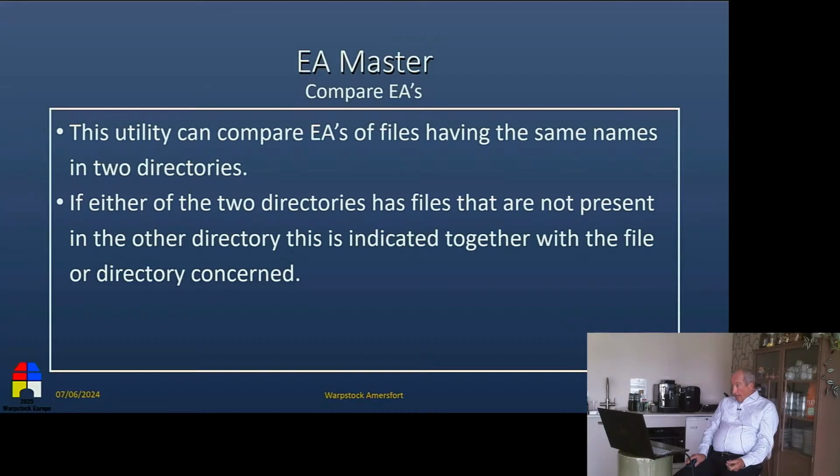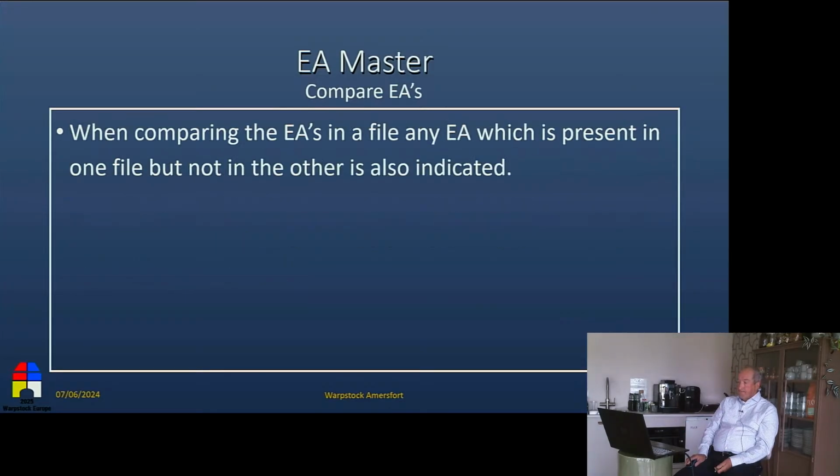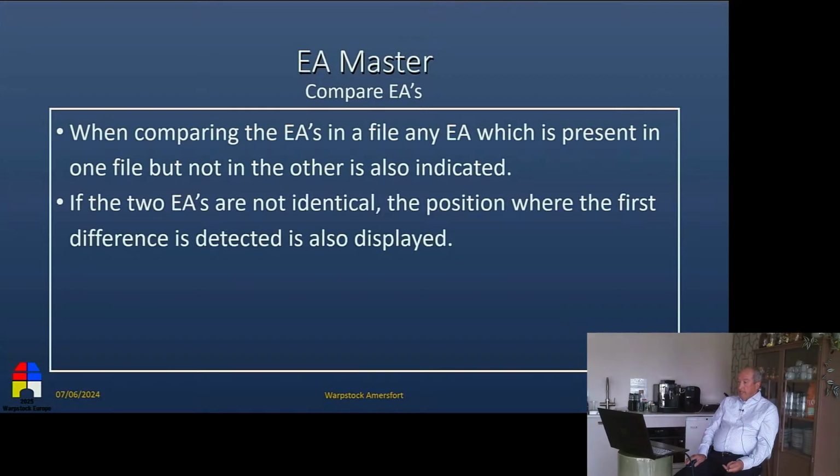It will compare that the data in both of those files are the same. It will also check that there are the same EAs in both files. Not only are they equal, but are present. So if an EA is in one file, but not in the other file, it flags this as well. Or conversely, if there's an extra EA. This is what I just said.